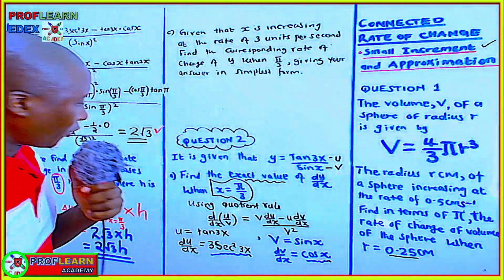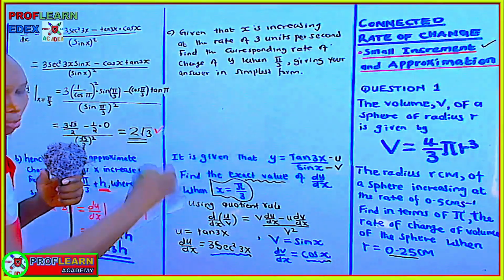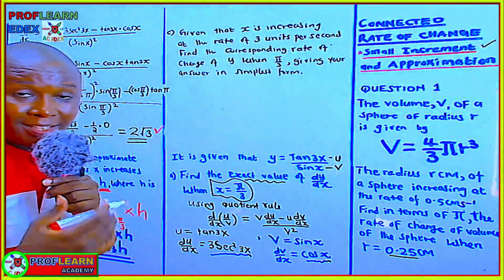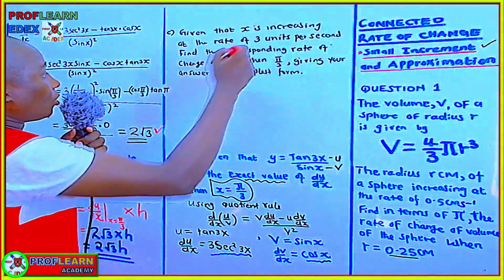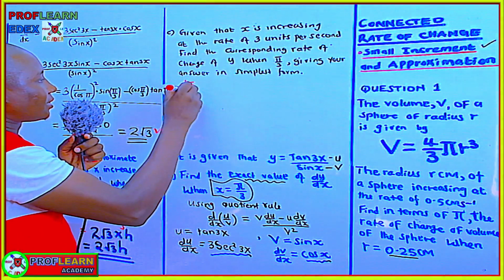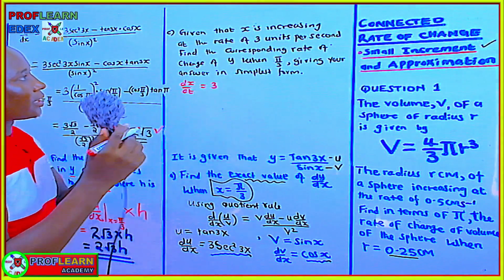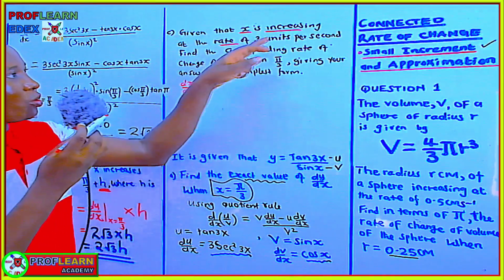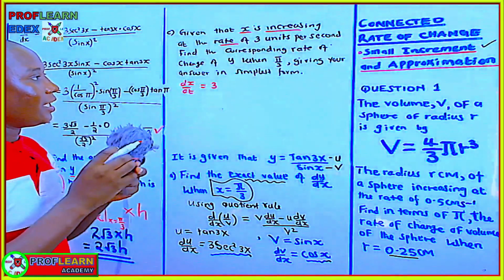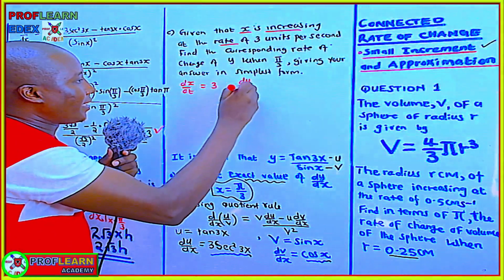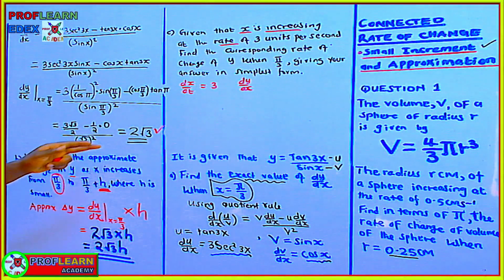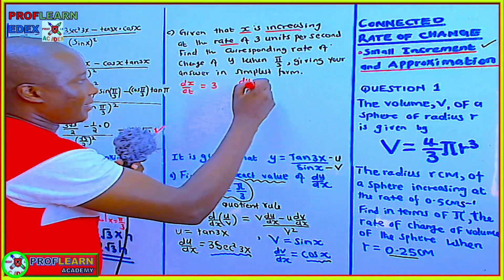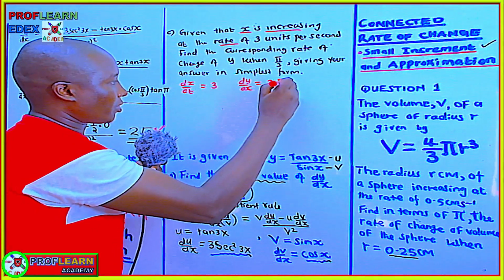Now this is another beautiful question, whereby we are supposed to show our prowess of rate of change. Now, this is another interesting question. We are told that dx/dt is equal to 3 units per second, because we are given an increasing rate of change, x increasing 3 units per second. So this is dx/dt, and already we have dy/dx. We have worked out dy/dx, and our dy/dx is this, which is equal to 2 root 3.